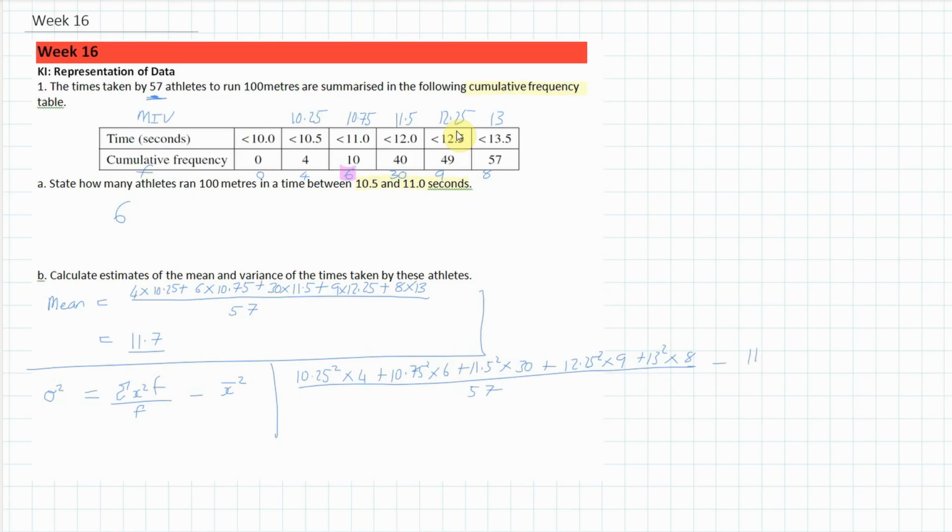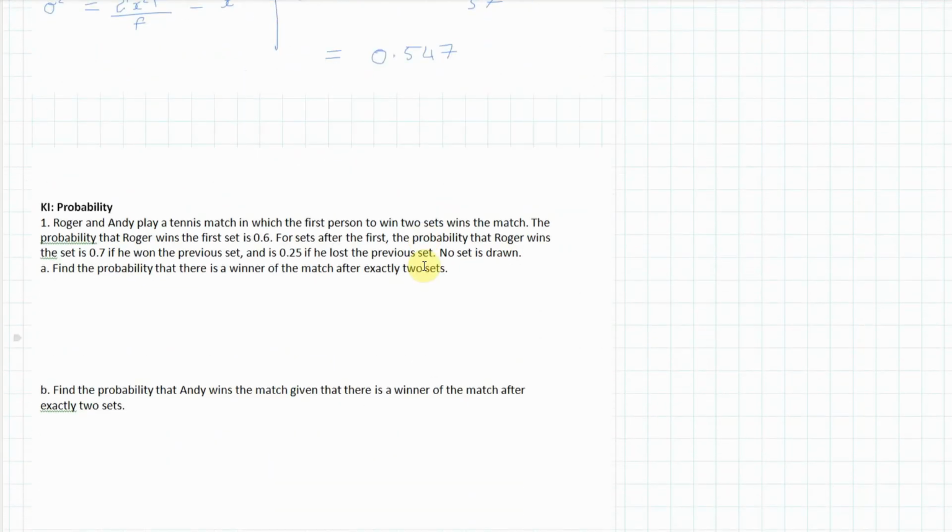Now, I would use my unrounded answer here. It's not 11.7, it's actually 11.6 something or other, I think. So I'd definitely use your unrounded number there. And then when I pop that into the calculator, I'm getting 0.547 for my variance. So that's the representation of data question.